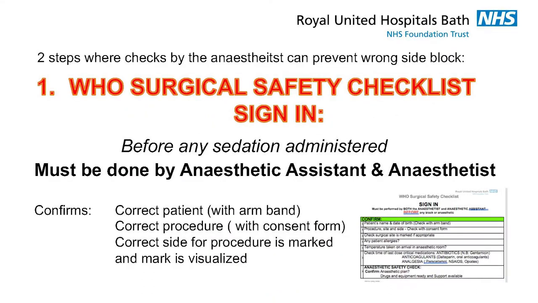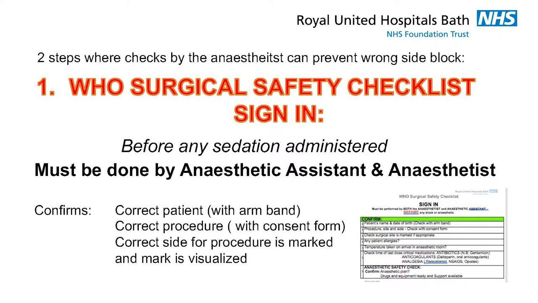Just having the WHO surgical safety checklist in place is not enough to prevent errors. It's how the checklist is performed that's important. There are two stages where checks by the anaesthetist can prevent a wrong side block from occurring. The first one of these is the WHO surgical safety sign-in, but this must be done by both the anaesthetist and the anaesthetic assistant together before any sedation is administered.